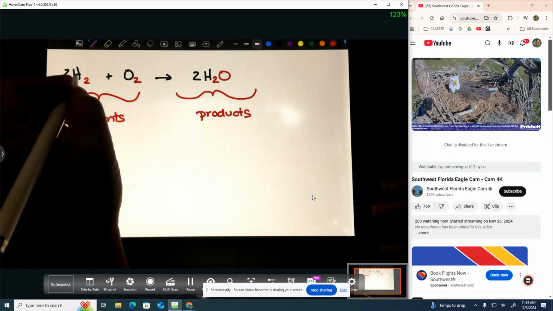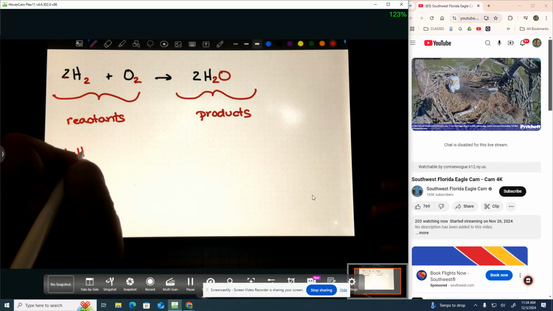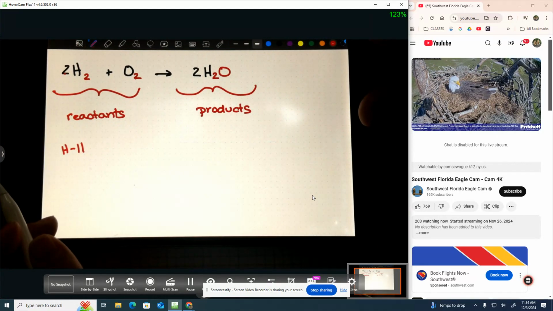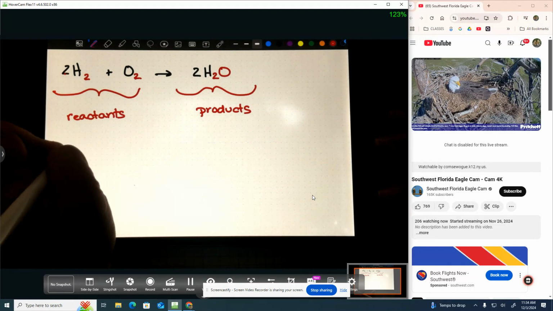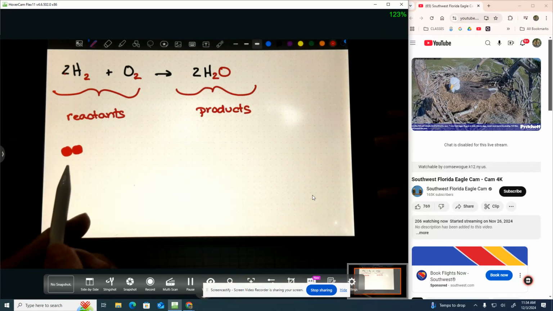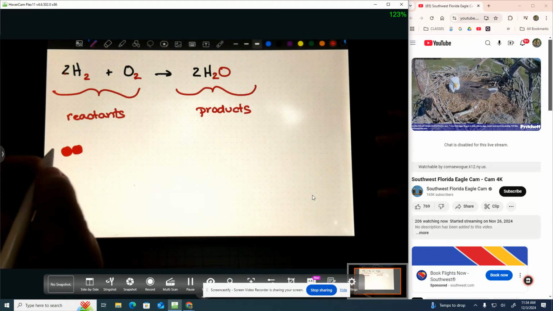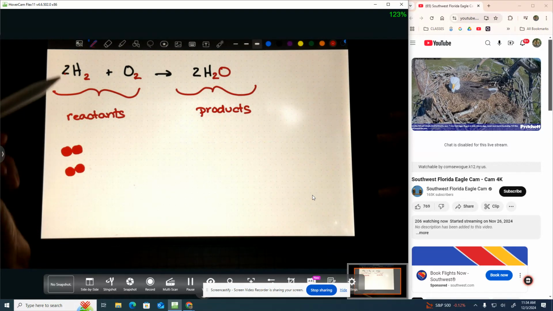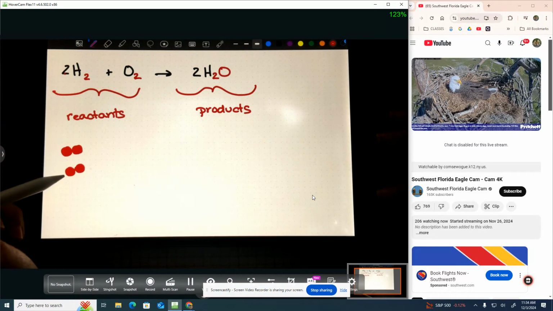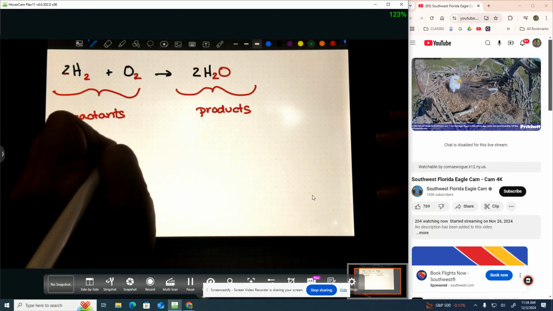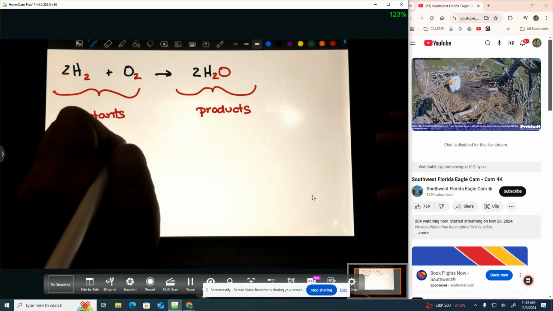If I have 2 H2s, this is 1 H2. You with me? Actually, you know what? I'm going to draw them in. I'm not going to draw them in letters. I'm going to do this and this. Okay? That's H2. And this is another H2. They're connected to each other. 2 groups of H2. H2 and H2. And 1 group of O2. I'm doing a different color.